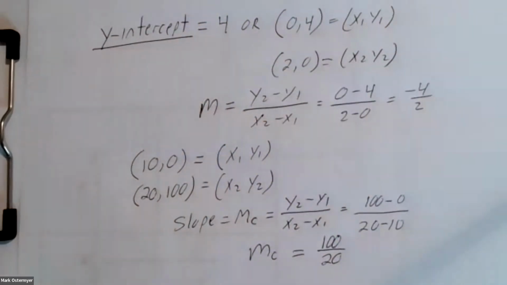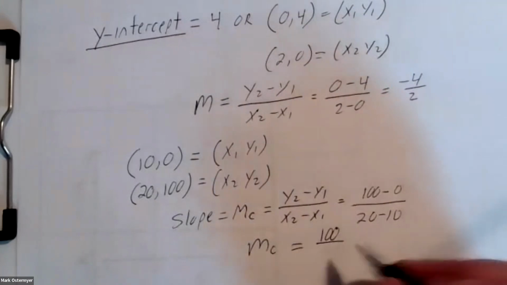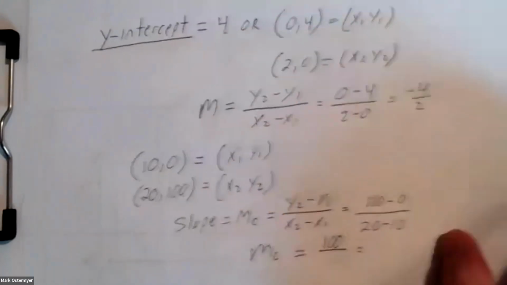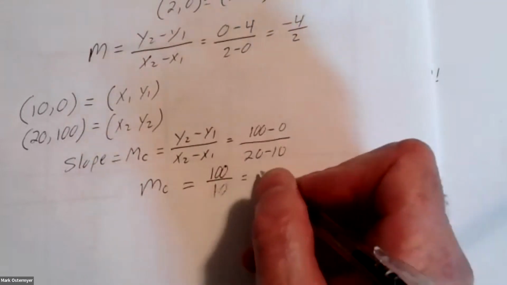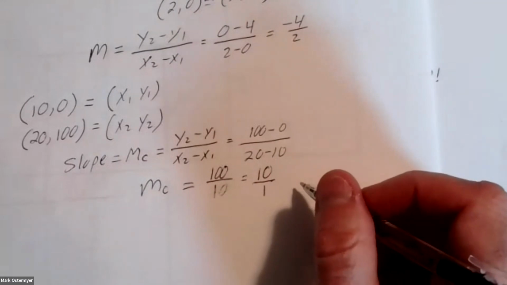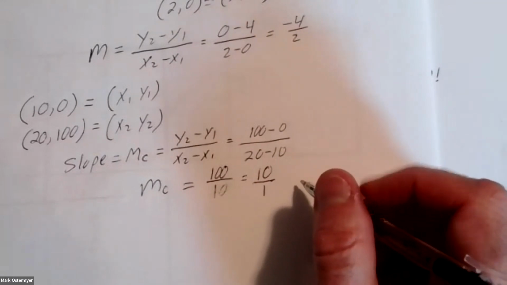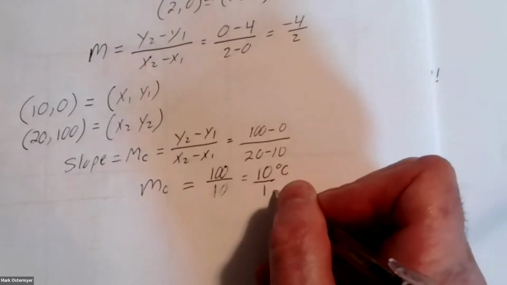Wrong. What's 20 take away 10? Not 20. So this will be 100 over 10, and that reduces down to 10 over 1. How do we interpret what this is saying? Well, it's saying the water is warming up at a rate of 10 degrees Celsius per every 1 minute.